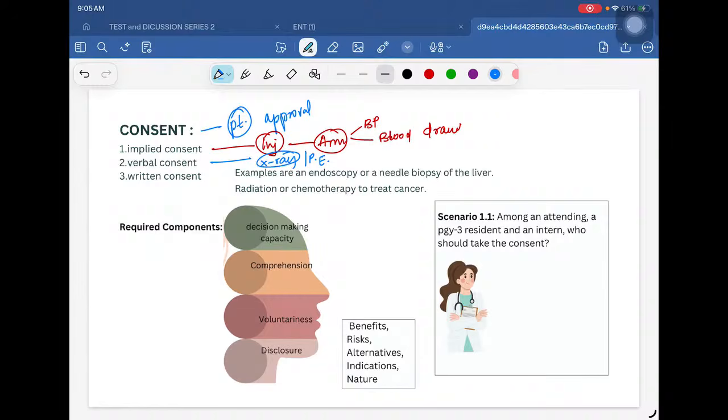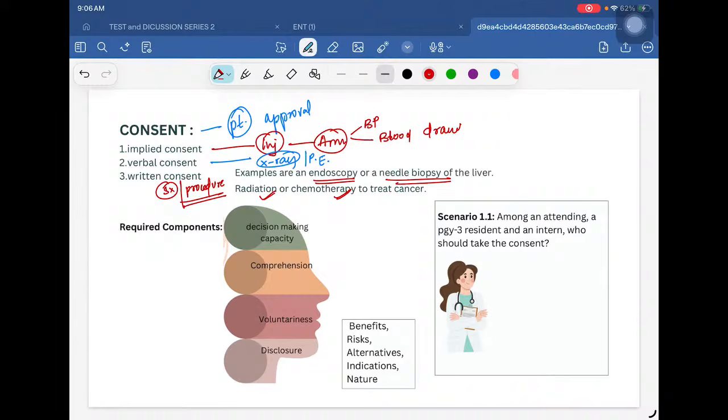Then comes the written consent, which is very important. Written consent is something that you take for a lot of surgeries or procedures that we perform in the hospital. For example, if you want to do an endoscopy or needle biopsy, or you want to treat a cancer with radiation, chemotherapy, or any surgery, you have to get a written consent from the patient. So these are the three types of consent that we see in medical practice: implied, verbal, and written consent.